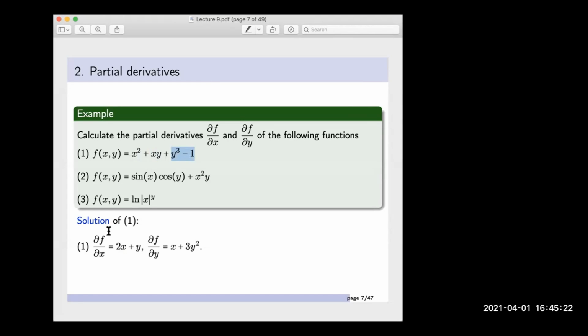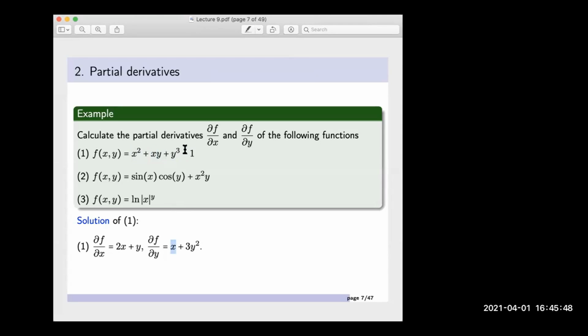Okay. And if you take the partial derivative in y, you should fix x as a constant. You regard x to be a constant. This is a constant. The derivative of a constant is 0. You don't have this part. And if you take the derivative in y, you get 1, right? The derivative of y is 1. So you get x left from this term.